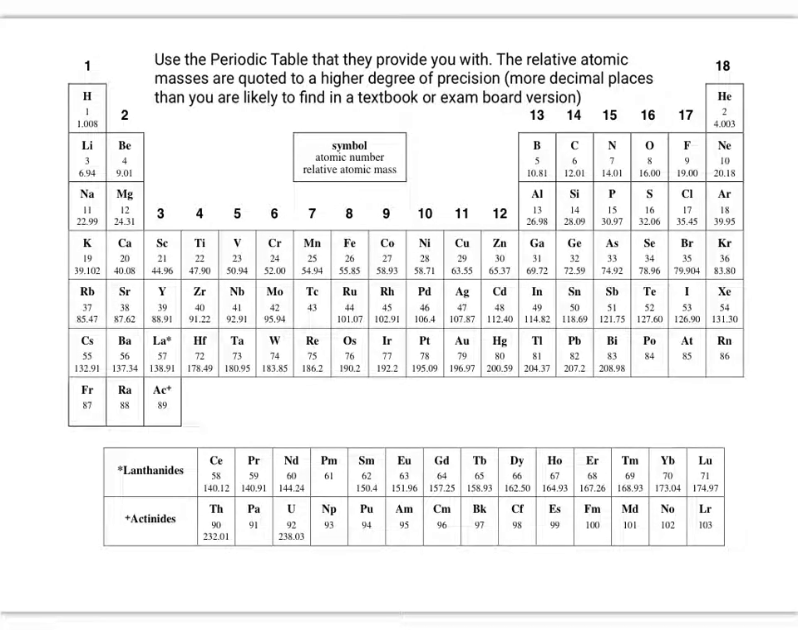So a quick word on the periodic table that comes with the paper. You need to use the relative atomic mass values from the periodic table that they provide because they're quoted to a higher degree of precision. In other words, more decimal places than you're normally finding in a textbook or an exam board version. These are closer to what you'd use at university. So the thing to do is to use these values as opposed to values you might have remembered from GCSE or from your A-level work.